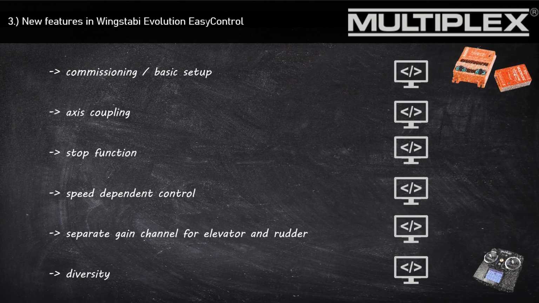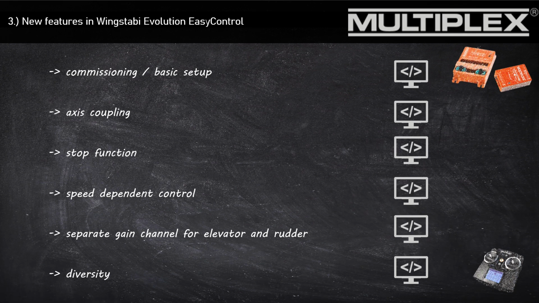I showed you the diversity function with the hardware 1.1 of the Wingstabi, but the functions will also work with the older hardware. Then you will just have to use the battery data port instead of the SRXL port. All the functions and features that I showed you, you can read up in the user manual of the Wingstabi Evolution. You will find it at the Multiplex homepage or at the Multiplex launcher.